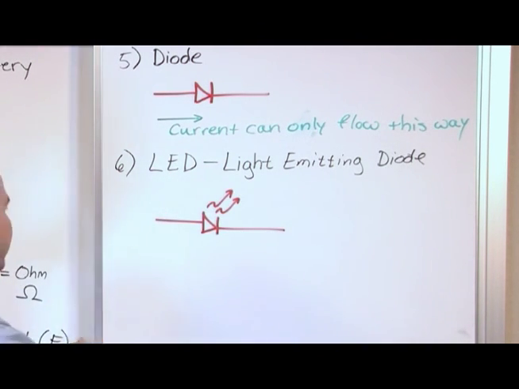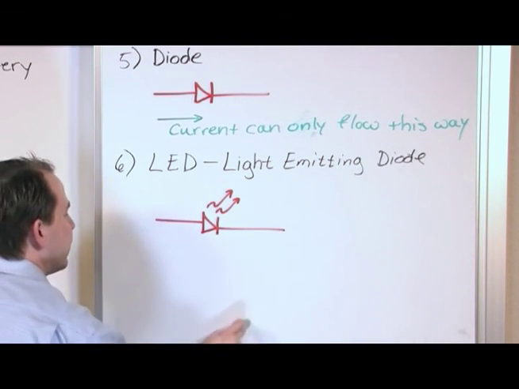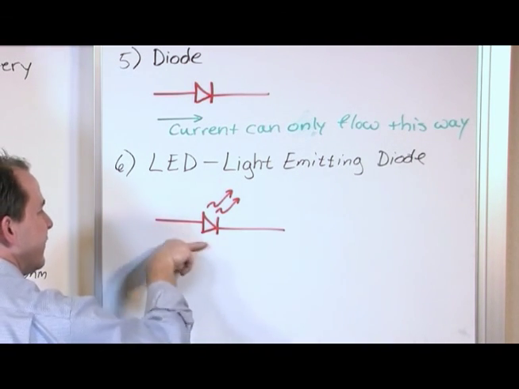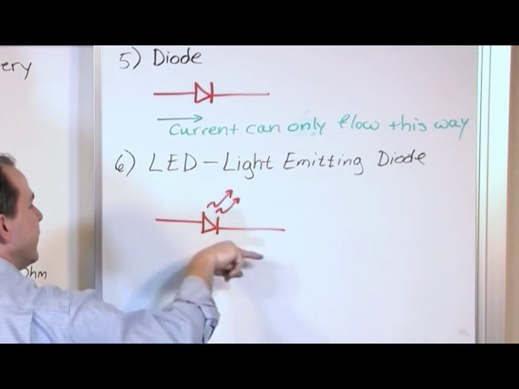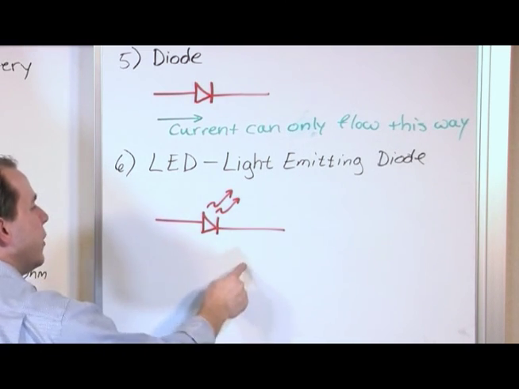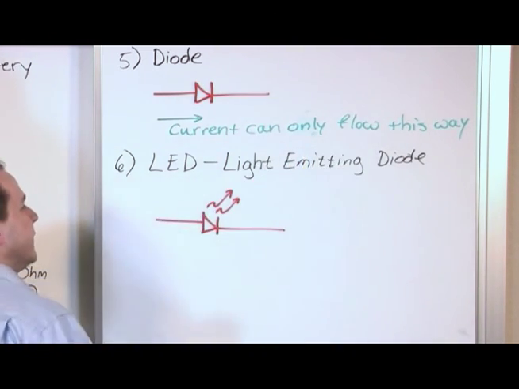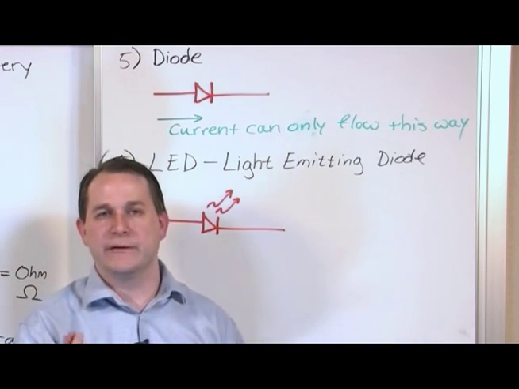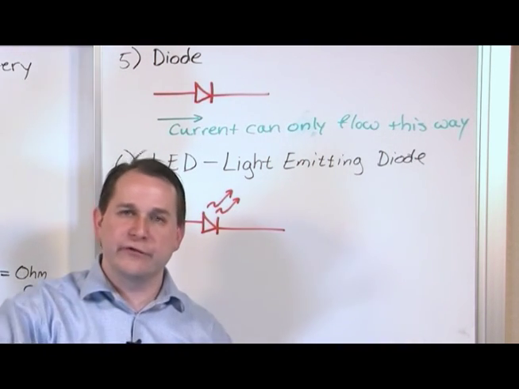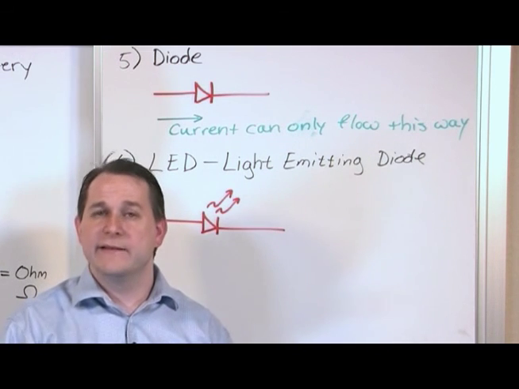So this basically means that if I hook a battery up this way and let the current go this way, because this is the direction I can allow current to flow through this guy, then the current will flow and light will come out as a byproduct. That's just constructed that way. They're built in the lab that way so that when current goes through, light is generated inside and comes out.